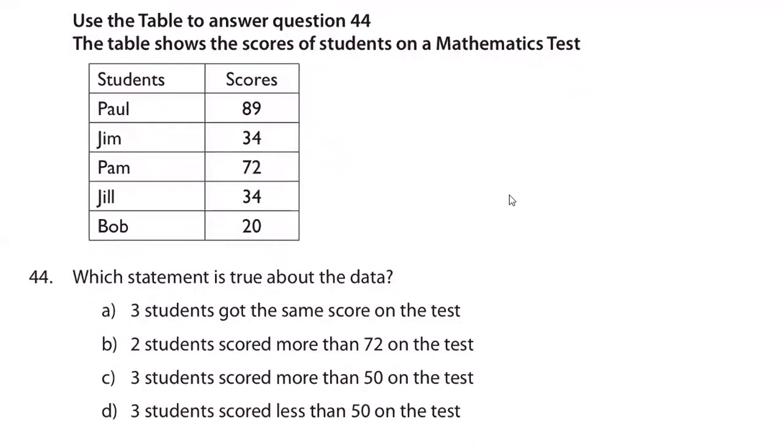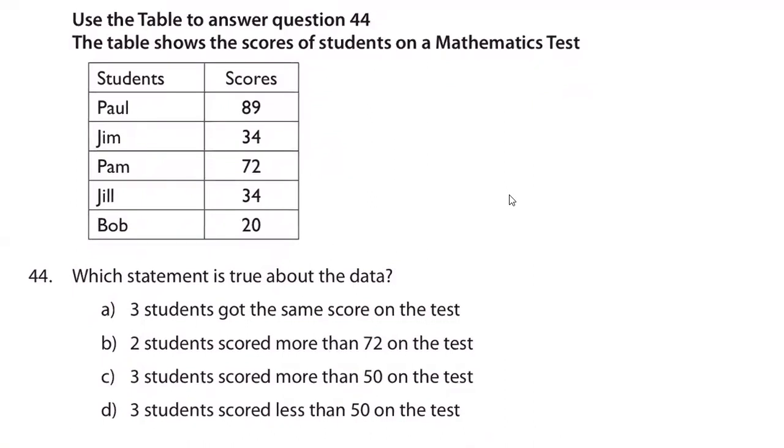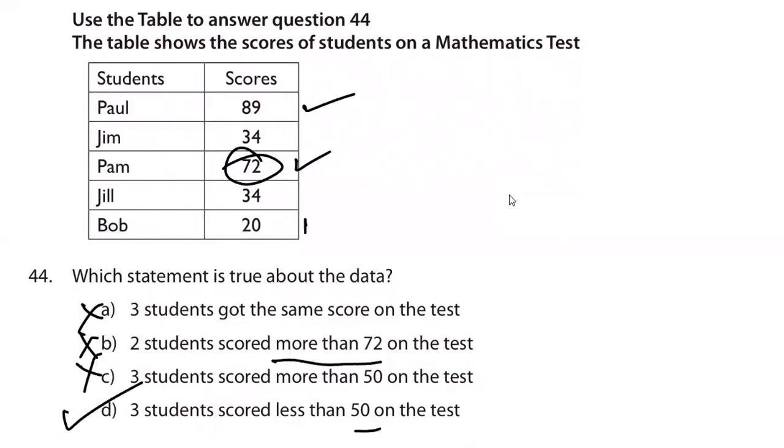3 students got the same scores in the test. That is a lie. 2 students scored more than 72 on the test. He said more than 72. This is equal to 72, so that is a lie. Let's see what C says. 3 students scored more than 50 on the test. More than 50. This is 1, 2, so that is a lie. So it has to be D. But let's see what D says. 3 students scored less than 50 on the test. Let's see if we can find the 3. 1, 2, 3. Yes, it is indeed D.